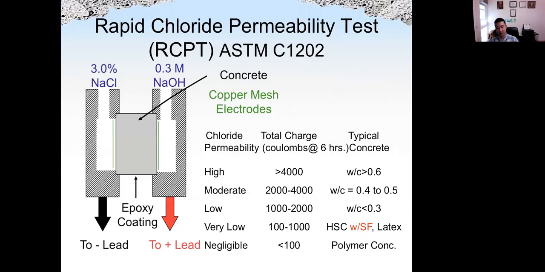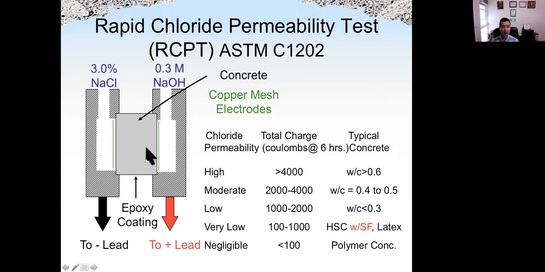The next method is used very often. It is called the rapid chloride permeability test, or the RCPT test. So this is one of the ASTM standard tests. So that's the setup for the test.